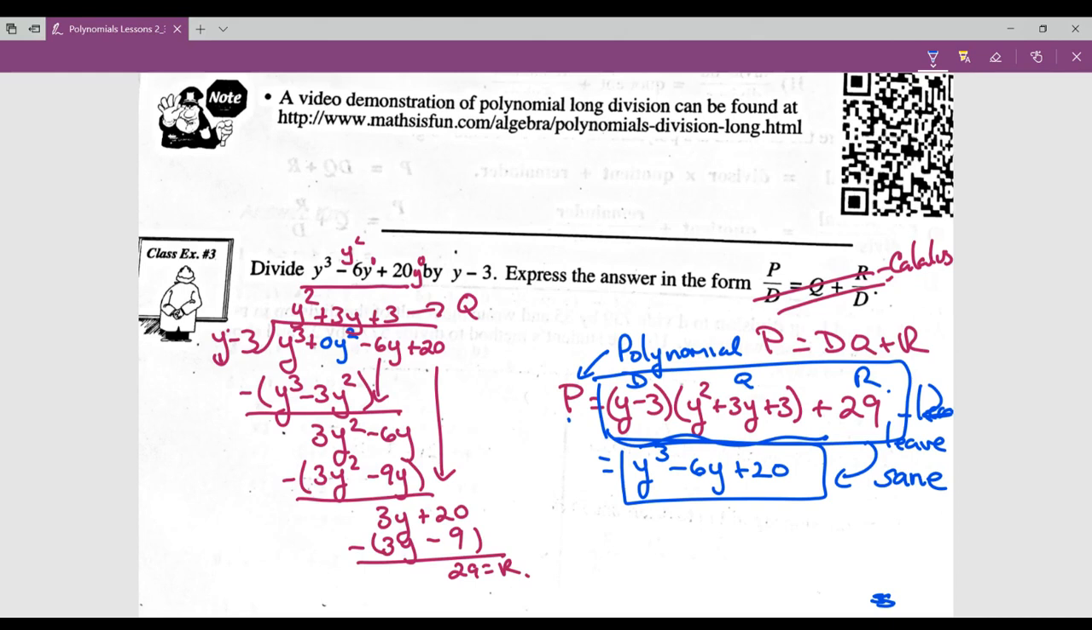So long division. That's it for the long division lesson. All I need you to do is question number 1. Pick 1. Do them all if you'd like. Question number 3.